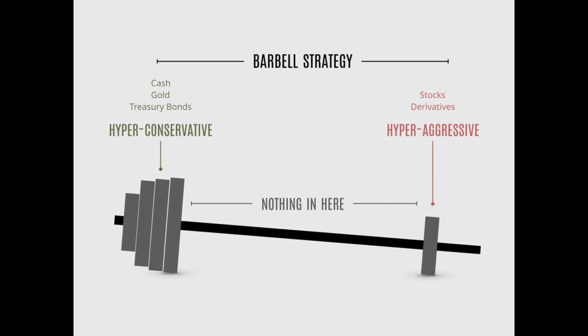The high-risk component, on the other hand, provides exposure to potentially high-growth opportunities, but with the understanding that some of these investments may fail or experience significant losses. The key to success with the barbell strategy is to maintain a strict allocation between the 2 components and to avoid the temptation to shift too much towards the middle ground.